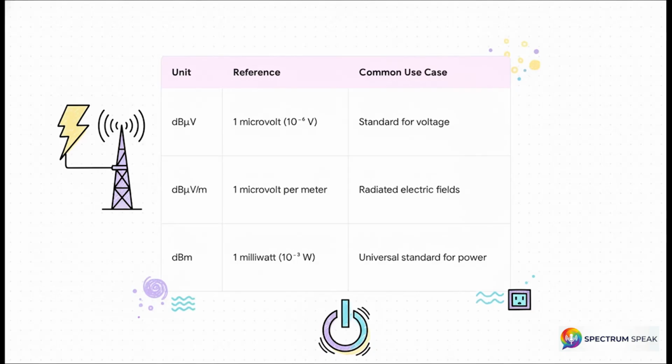And here they are, the 3 most important vocabulary words you are going to use every single day. For voltage, our gold standard is the dB microvolt, or dB mu-V, which is referenced to 1 microvolt. For electric fields flying through the air, it's the dB microvolt per meter. And for power, the universal standard is dBm, which is referenced to 1 milliwatt. And pay attention to that. It's micro for voltage, but milli for power.